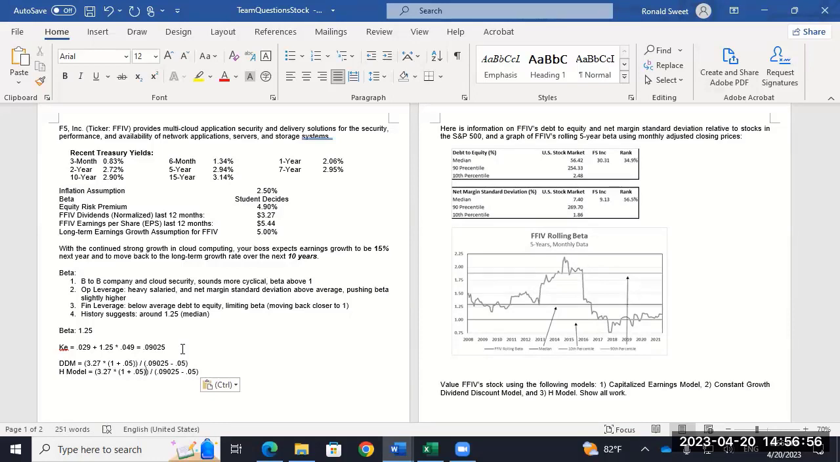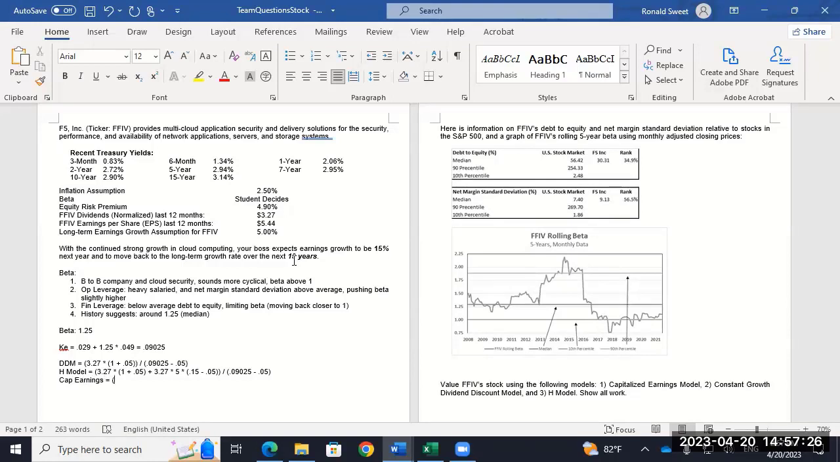But we're going to add 3.27 times, what's my H in this case? 5, because we expect this over 10 years. So that 10 years is important there. Times, and what's my short-term growth? 15 minus 0.05. So there's my H.